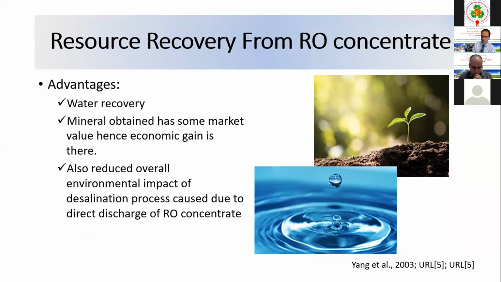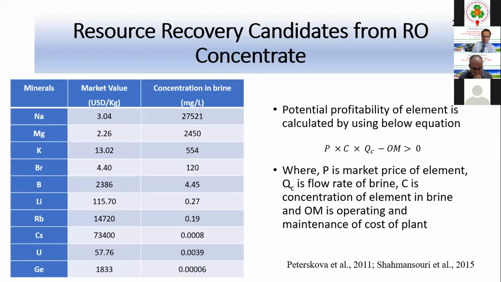So these are the different advantages we have from resource recovery from RO concentrate: of course water recovery, minerals for economic benefits, and also reduced overall environmental impact. Typical resource recovery candidates that we have gleaned from RO concentrate are these. The calculation has been done on the basis of 50,000 meter cube per day of RO concentrate generated, based on the market value of that particular element, the concentration of the element in the RO concentrate, and how much the operating cost is.